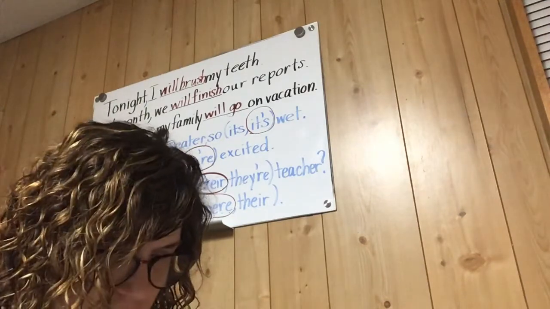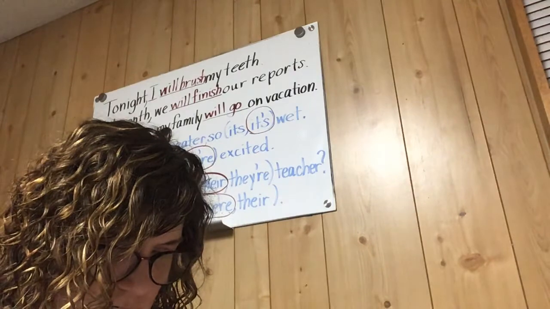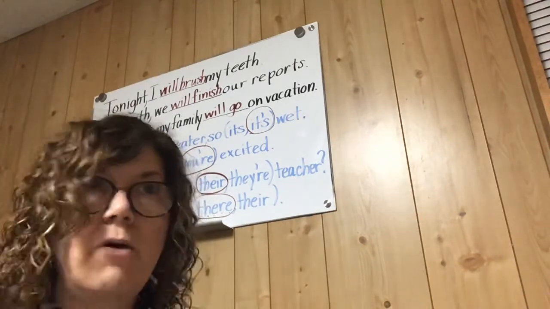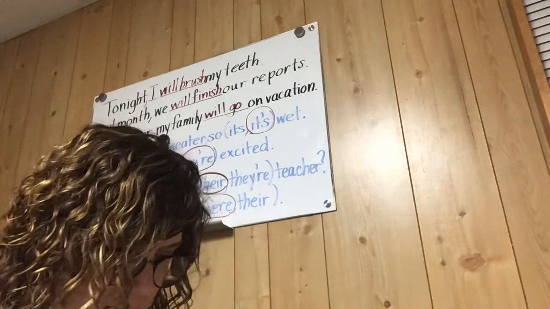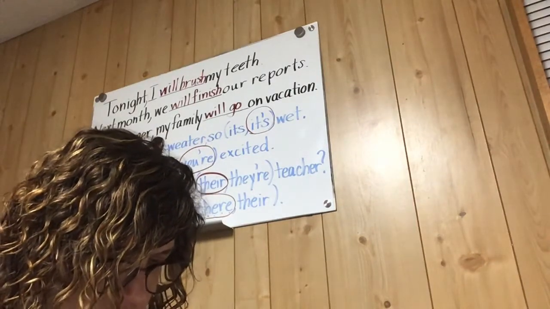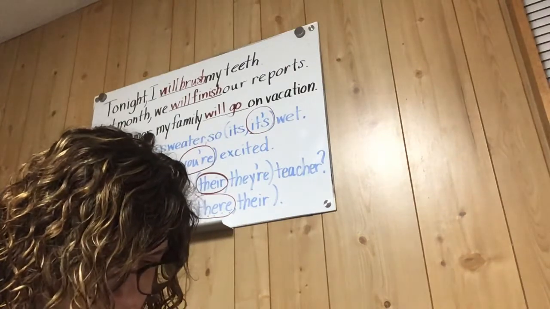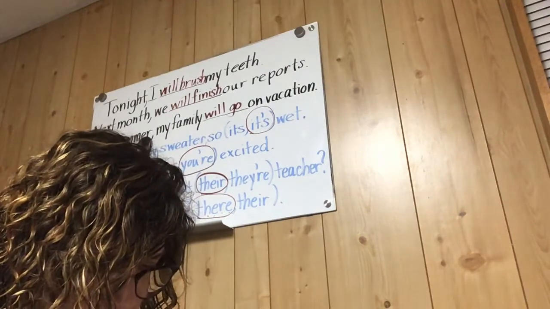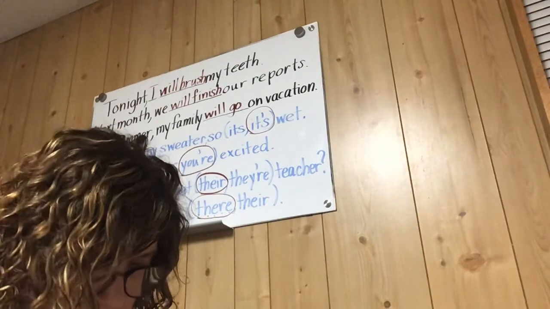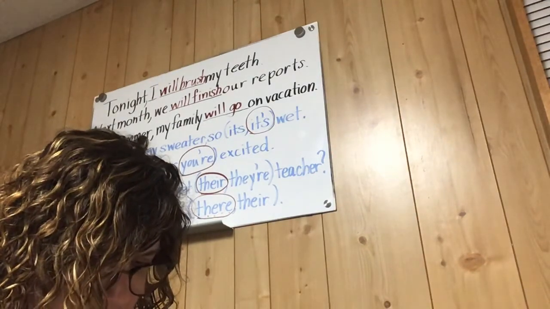Does it make sense to say it's ownership? Is it talking about the birds that belong to somebody? No. Is it talking about where they are? No. It is saying they are very large birds. All right? So use the contraction for "they are." THEY apostrophe RE.